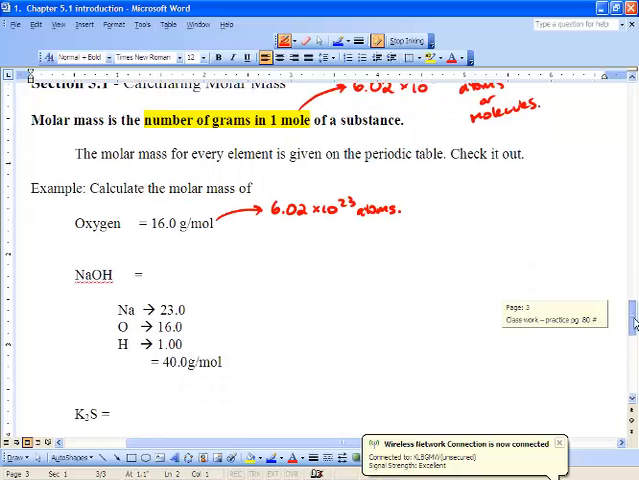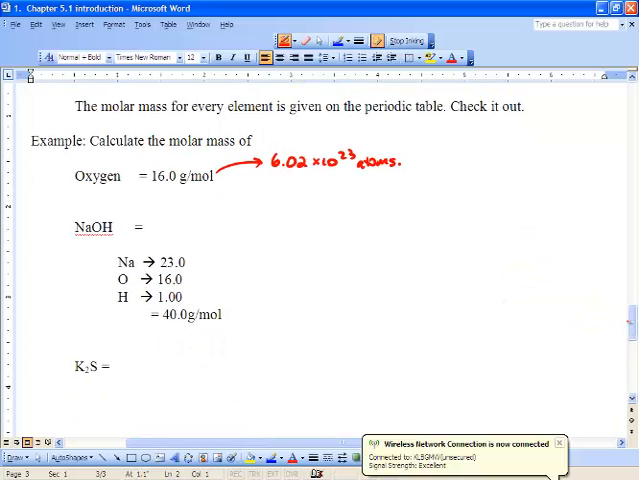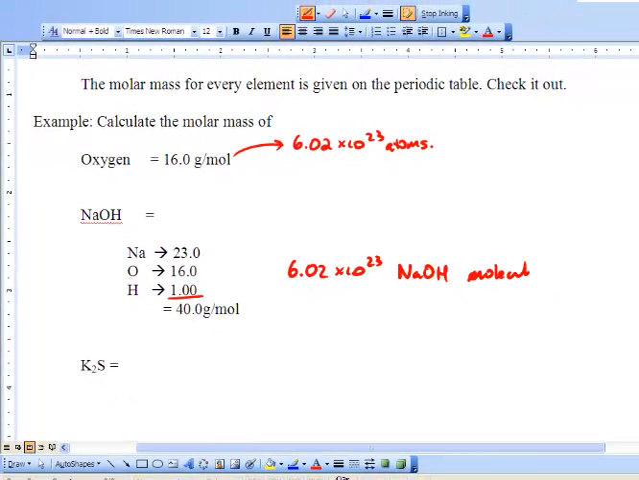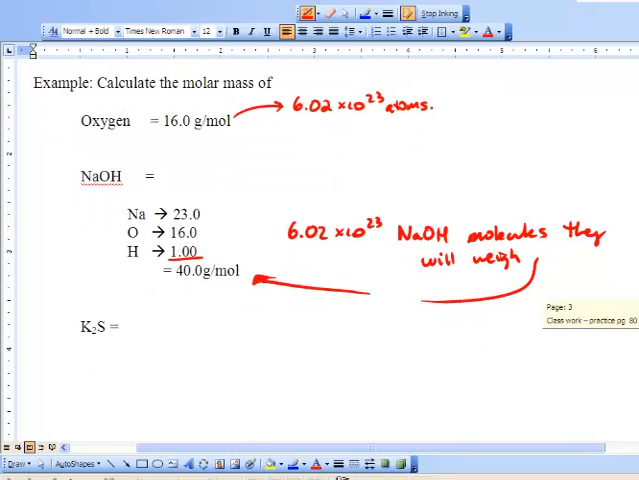Next, let's take a look at NaOH, sodium hydroxide. When we get a compound like this, we're going to add them all up. So Na molar mass is 23 grams per mole, oxygen is 16 grams per mole, and H is 1 gram per mole. If we add all these up, we get 40 grams per mole. So if we have 6.02 times 10 to the 23 NaOH molecules, they will weigh 40 grams per mole.